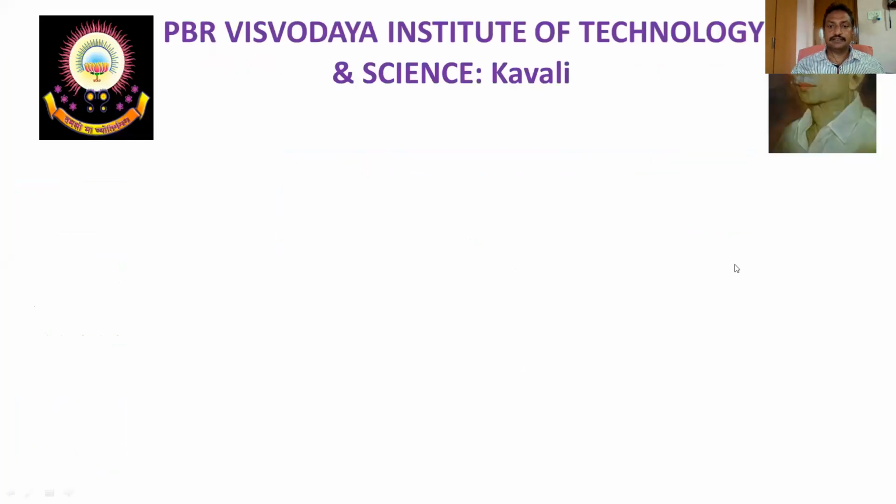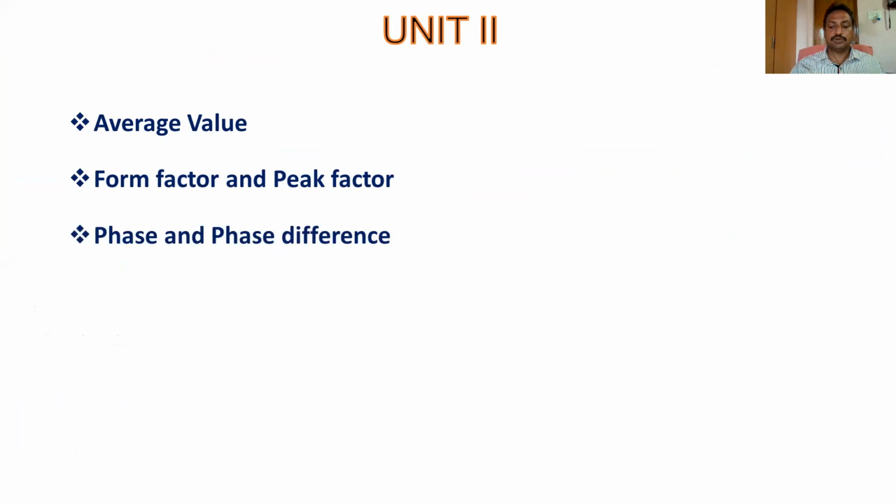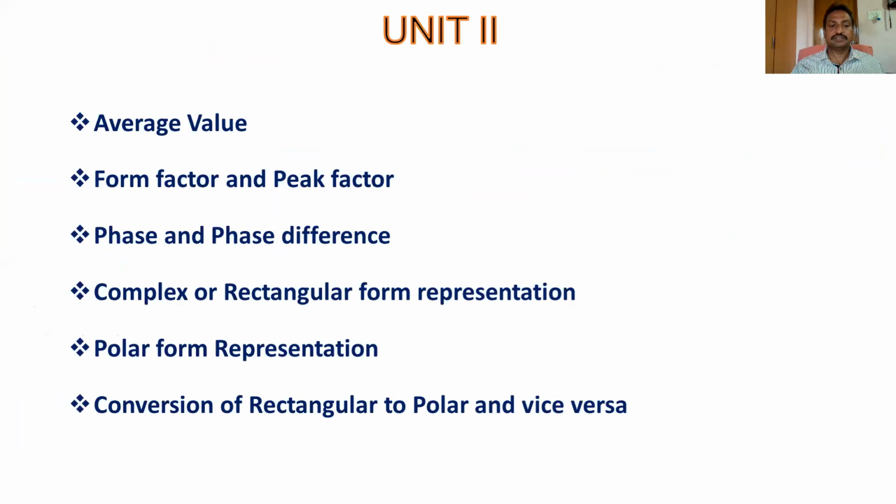Subject is Basic Electrical Circuits, Unit 2. Unit 1 already covered with 6 videos. And this Unit 2 is AC Fundamentals. So in this session I'll discuss average value, form factor and peak factor, phase and phase difference, complex or rectangular form representation, polar form representation, and conversion of rectangular to polar and vice versa.